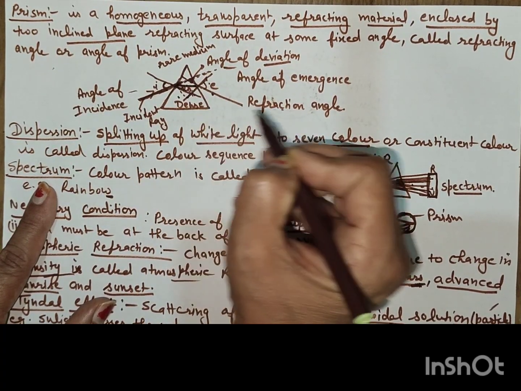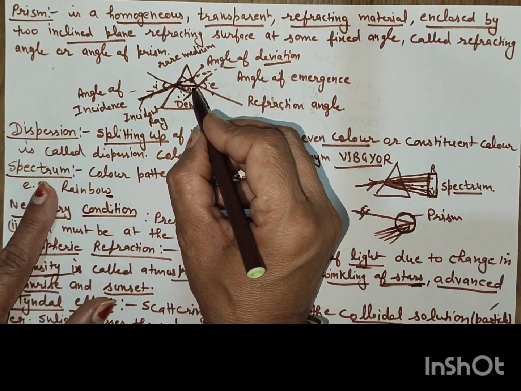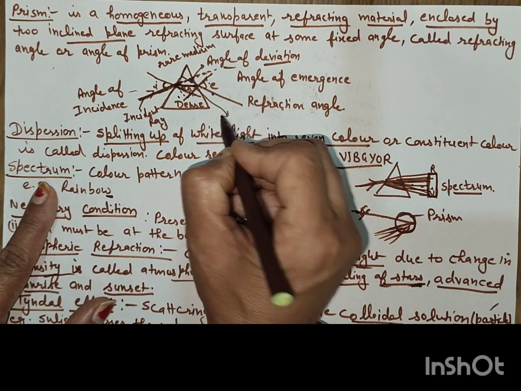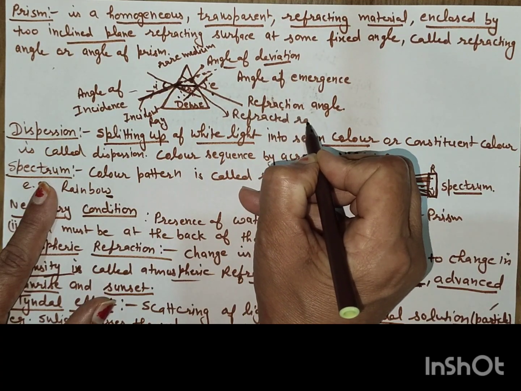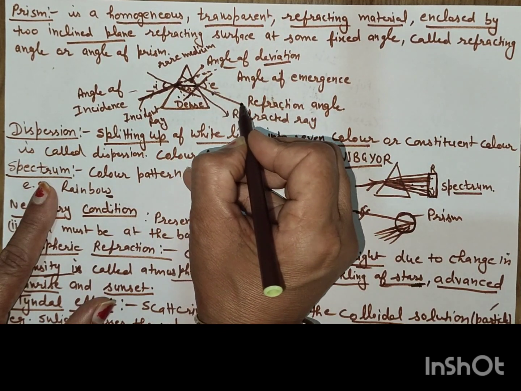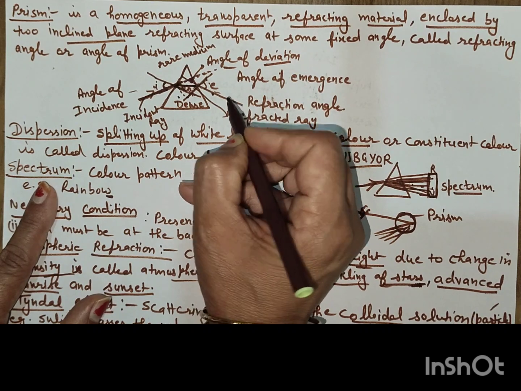This is called the refracted ray. And the ray coming outside is called the emergent ray.